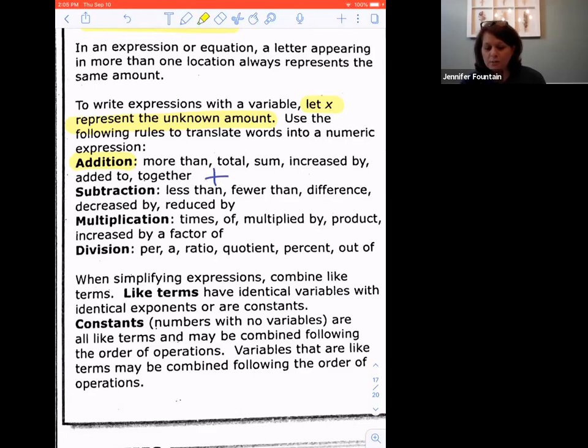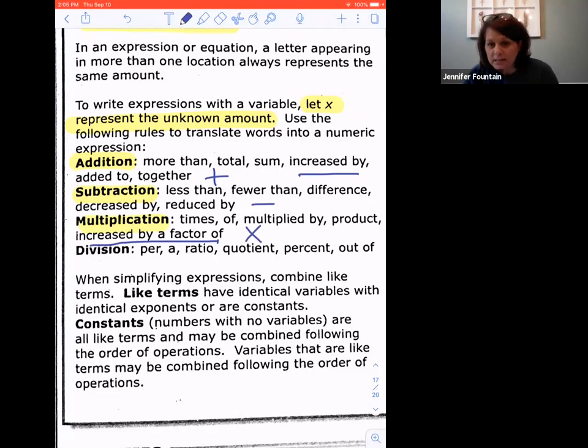Okay. So for subtraction, I know that I'm going to see less than, fewer than, difference, decreased by, or reduced by. So anytime I see those in one of my expressions, I'm going to use a minus sign or a subtraction sign. For multiplication, anytime I see times, of, multiplied by, product, or increased by a factor of. Notice that addition says increased by, but multiplication says increased by a factor of. Okay, so that's the difference between those two. But when I see that, I'm going to use my times sign.